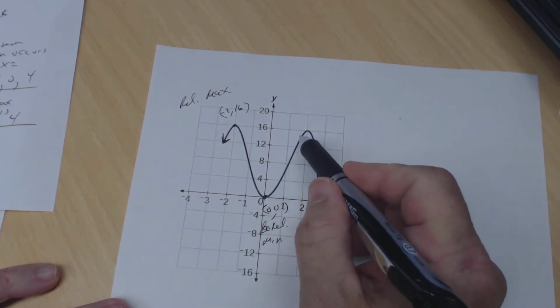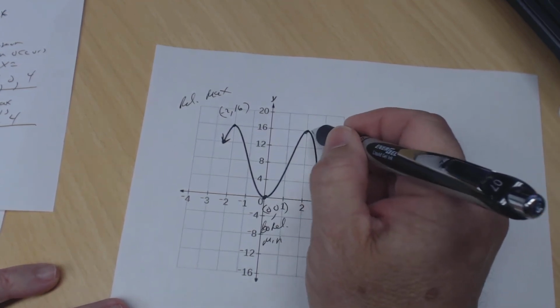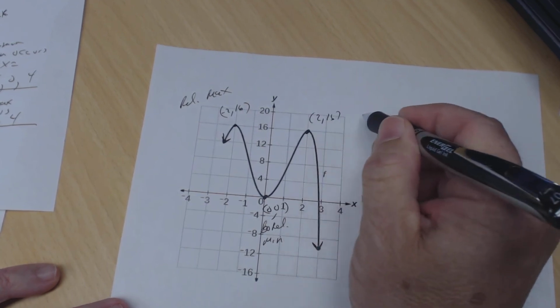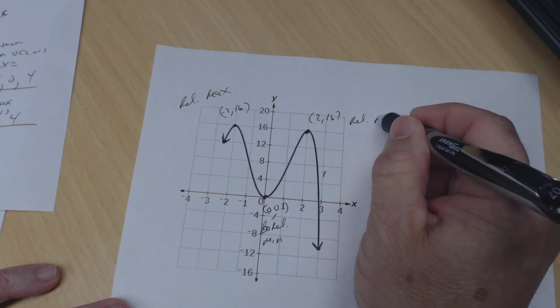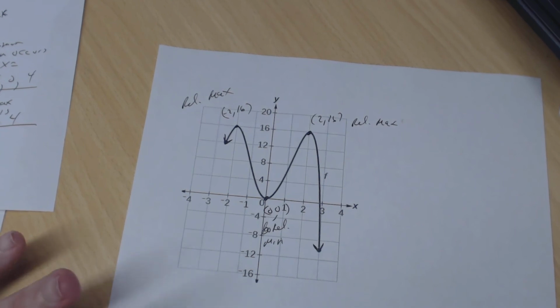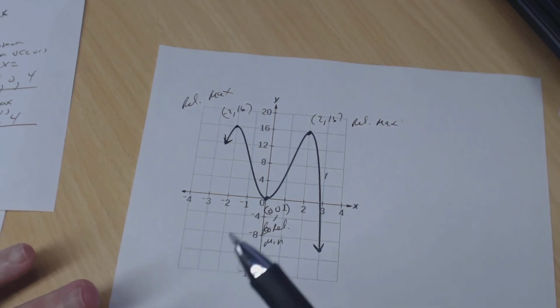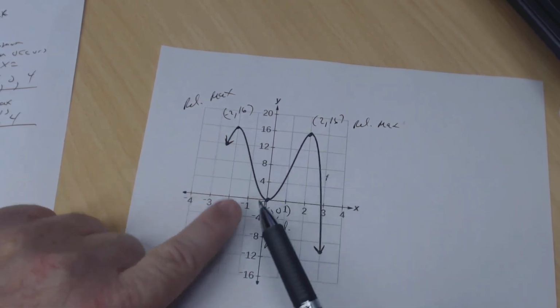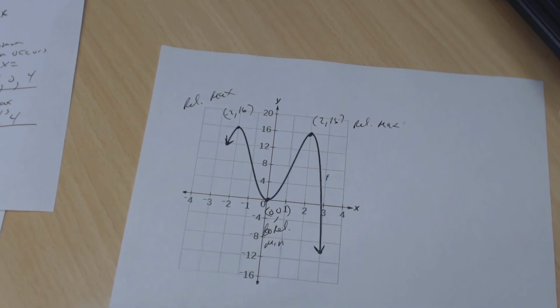Then all of a sudden it's increasing and then decreasing. So that point here is going to be 2, 16. So that's going to be a relative max. And then the arrow keeps on going down. All right. So there are only three local maximums and minimums. There are 2 relative max and then 1 relative min. Okay, so let's answer the question.